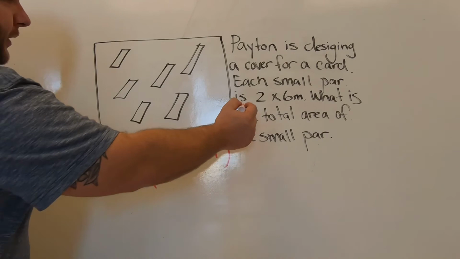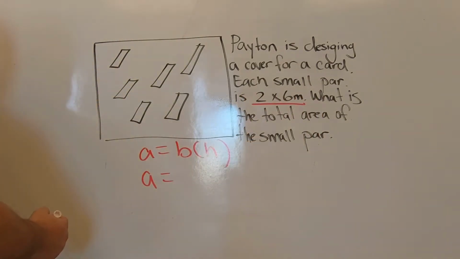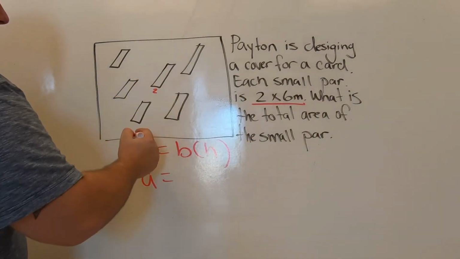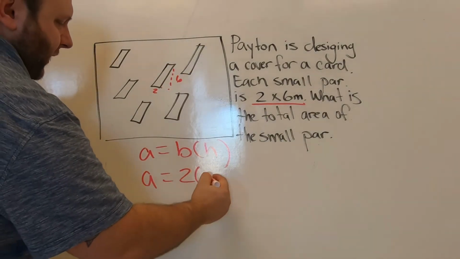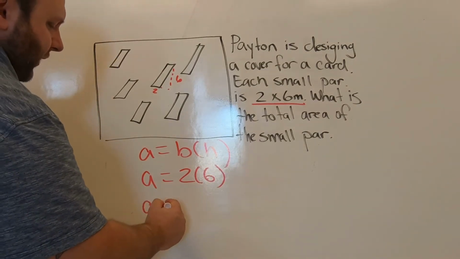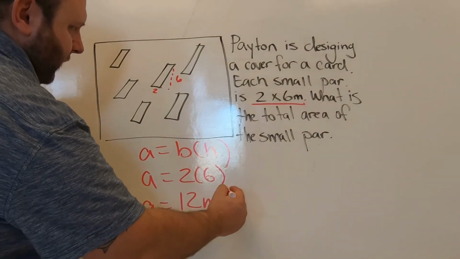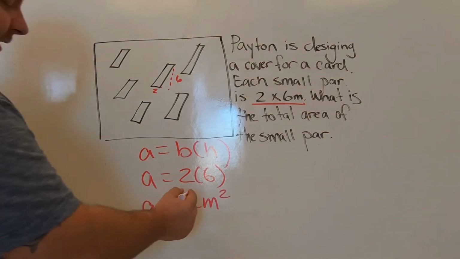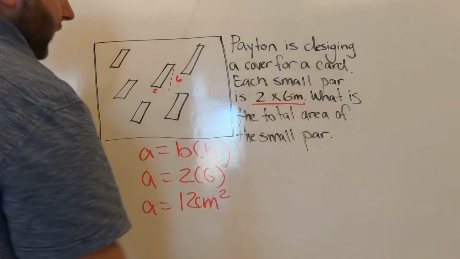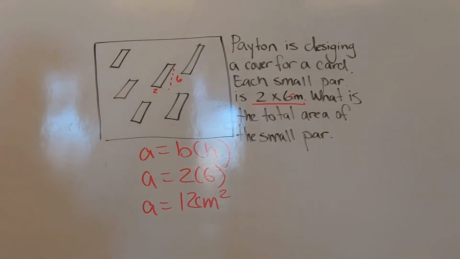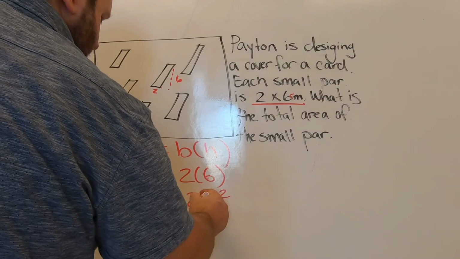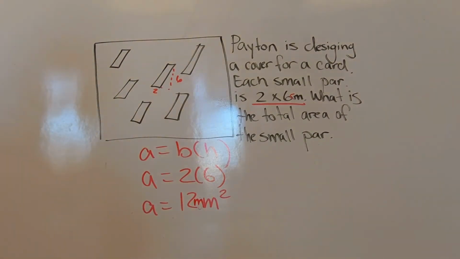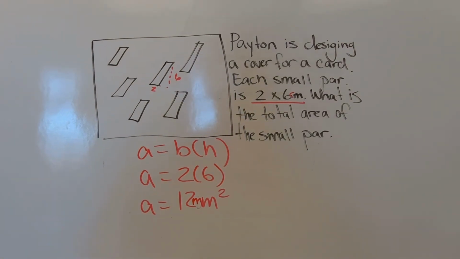Area equals, now we don't know which one the base and the height is, but we can make a guess here. The smaller end must be 2, and then the height must be the 6. So it's going to be 2 times 6, which means area must be 12 meters squared. This should actually be centimeters, because there's no way that card is in meters. 12 centimeters squared. That's probably too big. I'd probably say millimeters. Let's go with millimeters. Doesn't matter. You see the process. So here's 12 millimeters. Each one of these little parallelograms has a total area of 12 millimeters.